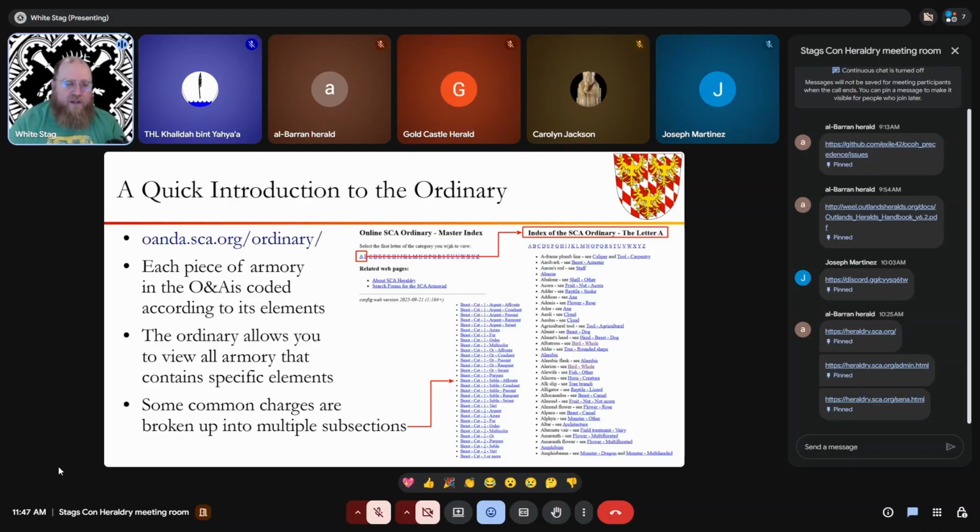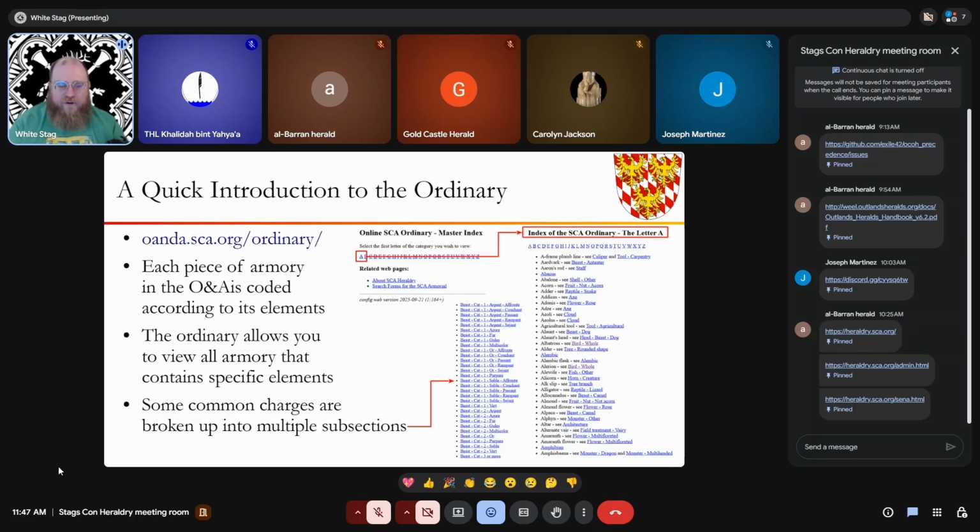Each piece of armory in the O&A is coded according to its elements. So if you've got an Argent Stag, there's a specific way of coding that underlies that, so that if you want to know all the stags, you will go to the stags section of the ordinary, and that'll pull up all the armory with stags. Primary, secondary, tertiary. If there's a stag on the armory, it will show up in the ordinary.